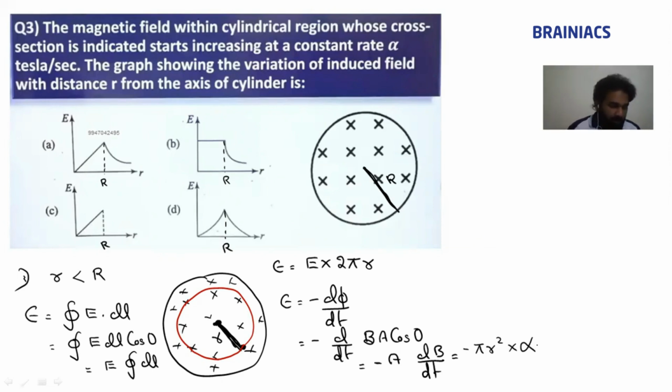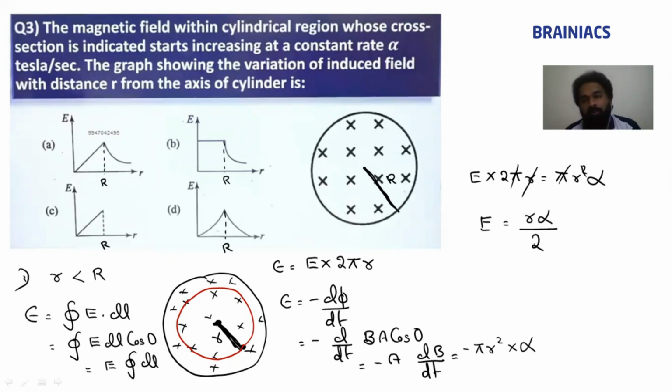So now if we equate E into 2 pi r is equal to what? Pi r square alpha. I am just ignoring the negative sign. Okay, we are not going to find out the direction and all here. So r if we cancel, then electric field is what? Pi also will be cancelled off. Electric field is equal to r alpha by 2. So from this, we can understand that electric field is directly proportional to R.